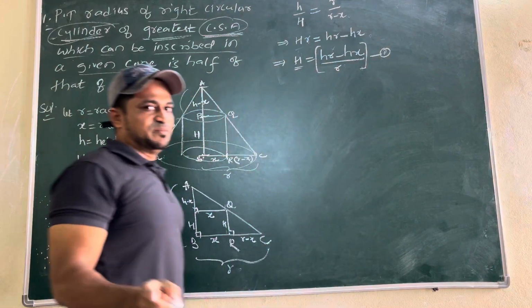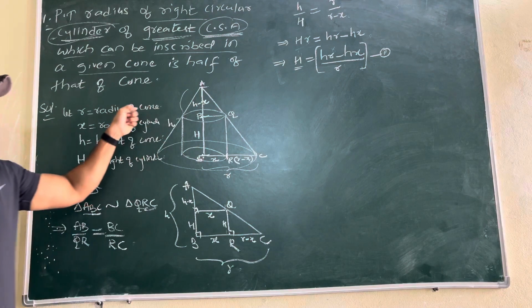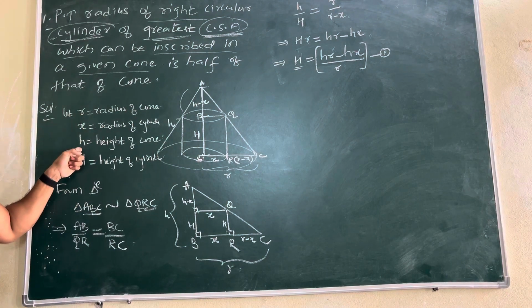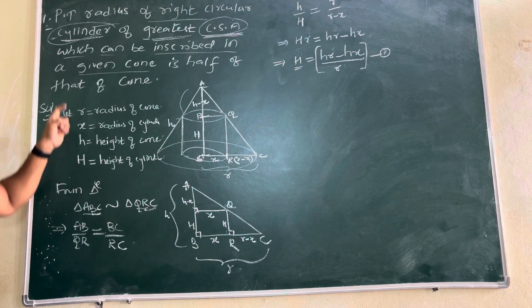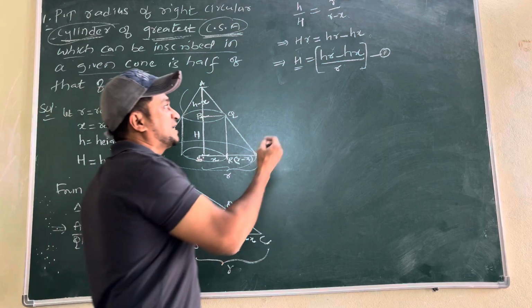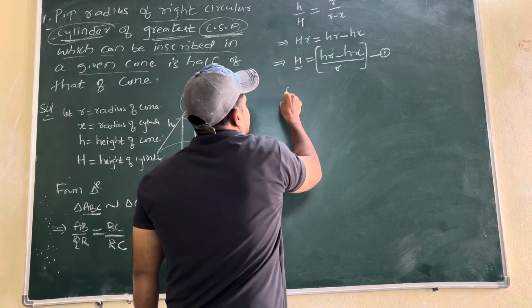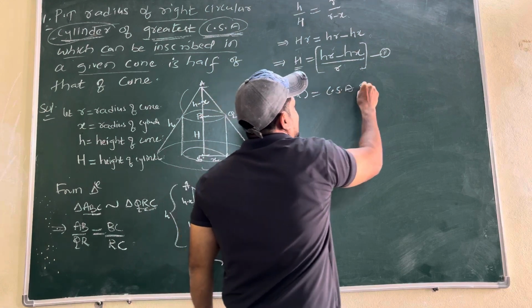Two things you need to remember from this one. One, you need to draw one cone. Cone values are always small r and small h. And cylinder values are small x and capital H. What have they given? Greatest curved surface area. Greatest means maximize curved surface area. So f of x equals the curved surface area of the cylinder.